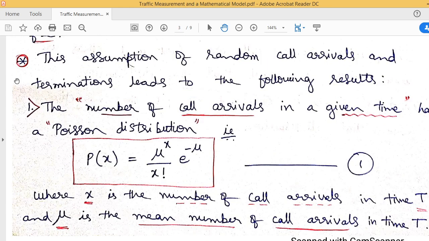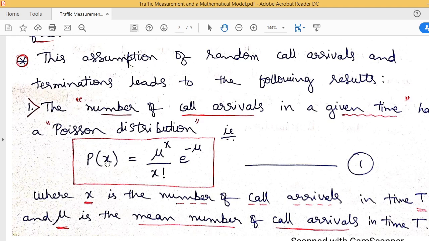So this assumption of random call arrivals and termination leads to the following results. Basically, we are dealing with three different results. The first result is that the number of call arrivals in a given time satisfies the Poisson distribution. The number of call arrivals is a random event, and that is going to satisfy the Poisson distribution.